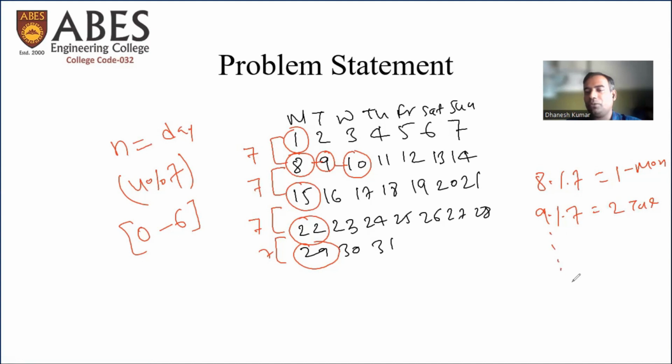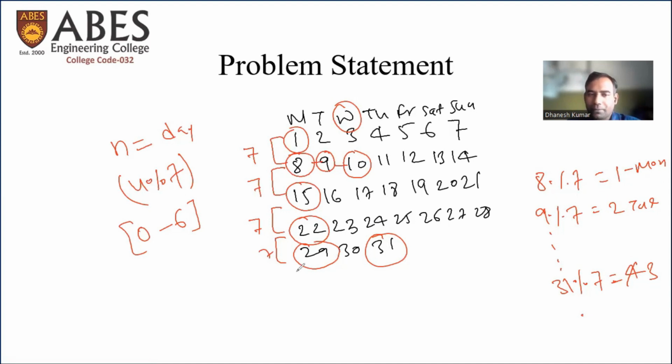On the same note, if we find 31 divided by 7, the remainder is 4, and for 28, the remainder is 3. So the days are Monday, Tuesday, Wednesday. We can see that on the 31st day it will be Wednesday.